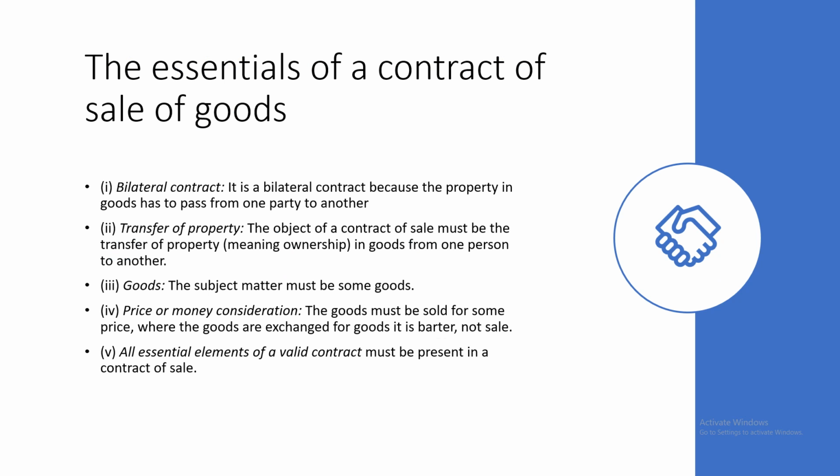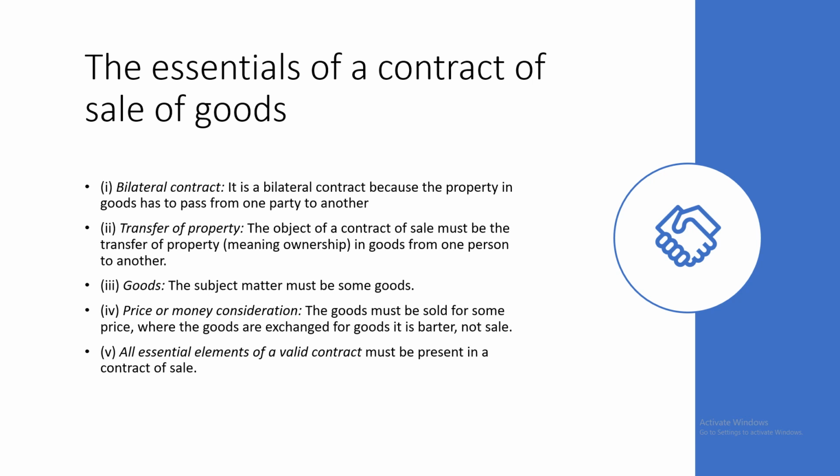Next one, price or money consideration. The goods must be sold for some price. Where goods are exchanged for goods, it is called barter and does not come under the purview of the Sale of Goods Act, and therefore we won't consider it as a sale. Just like any other valid contract, sale is also a contract. Therefore, all the essential elements of a valid contract must be present in a contract of sale.